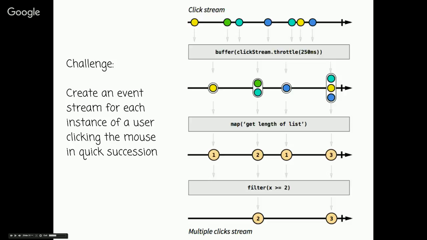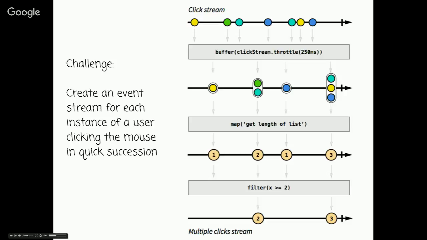So this line here represents a stream of clicks, and they're different colors just to represent different clicks. But if we use throttle, and we've got 250 milliseconds, it will bunch up events that occur within a 250 millisecond time frame and produce a new collection of events. And then we buffer those collections together. So what we get is a collection of collections. So here we've got a single click. These 2 here have been buffered together. Then we've got 1 by itself, and these 3 have been buffered together.